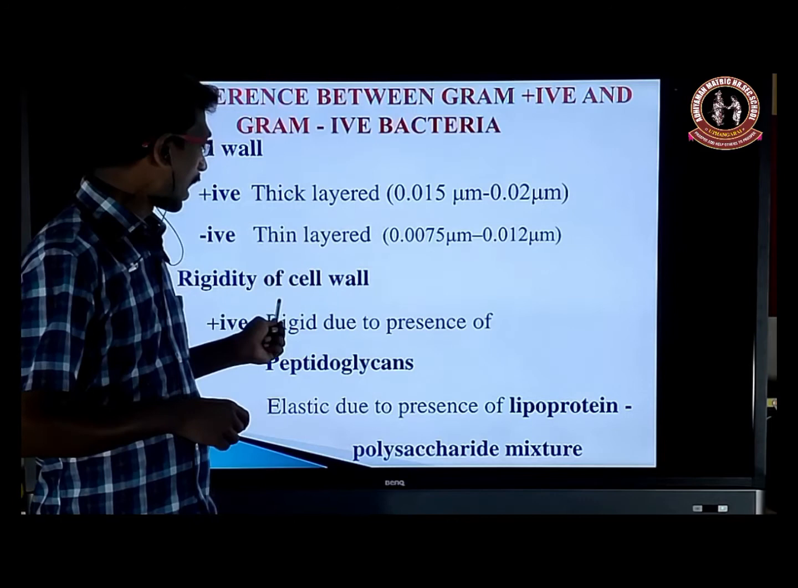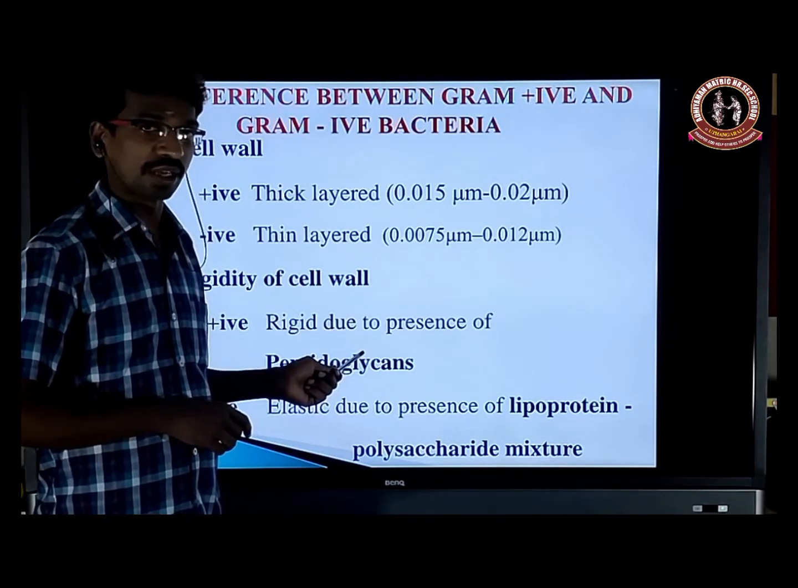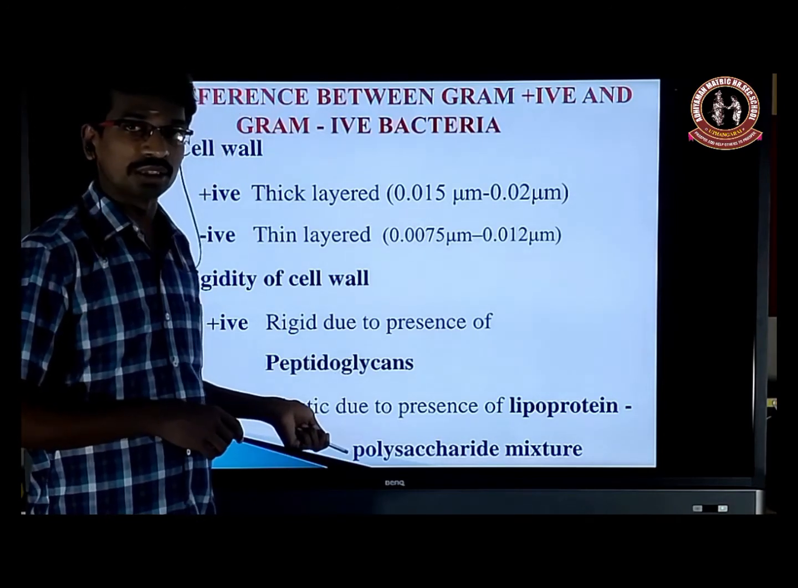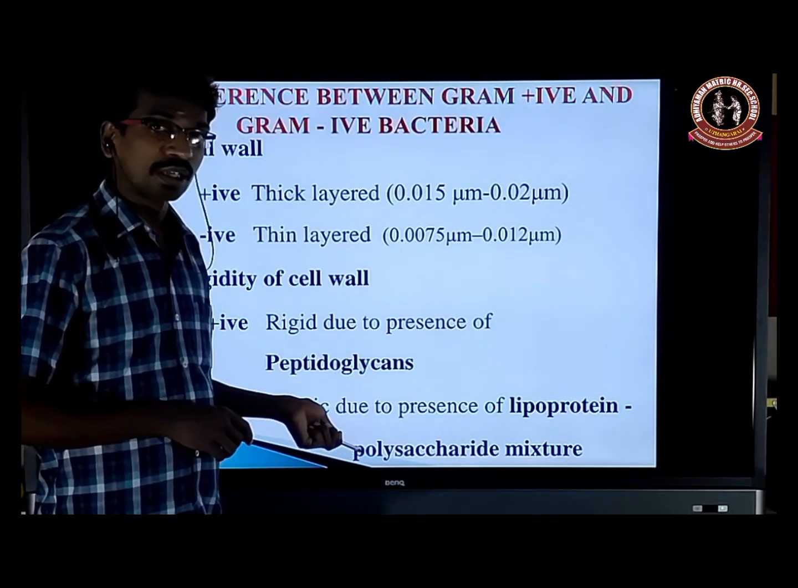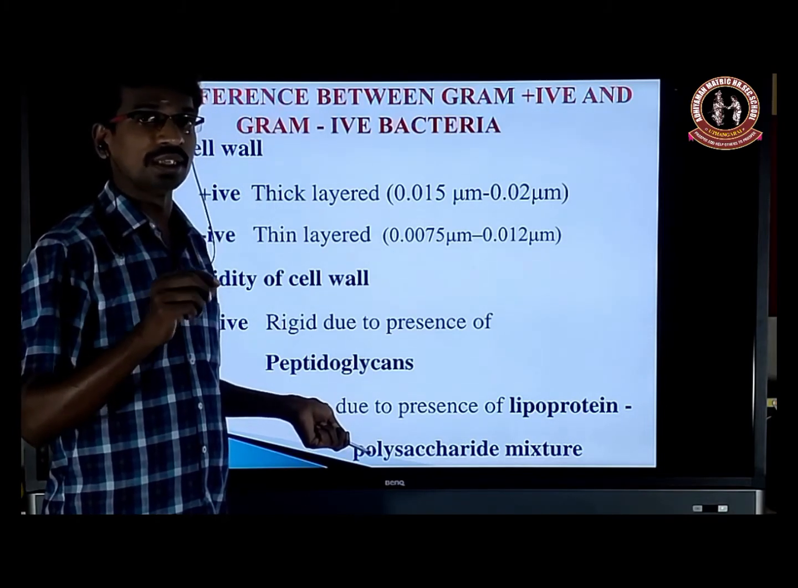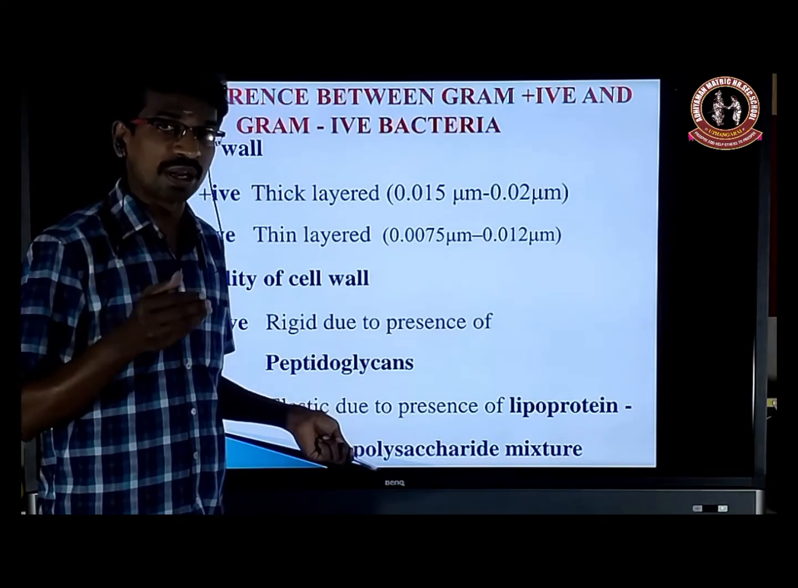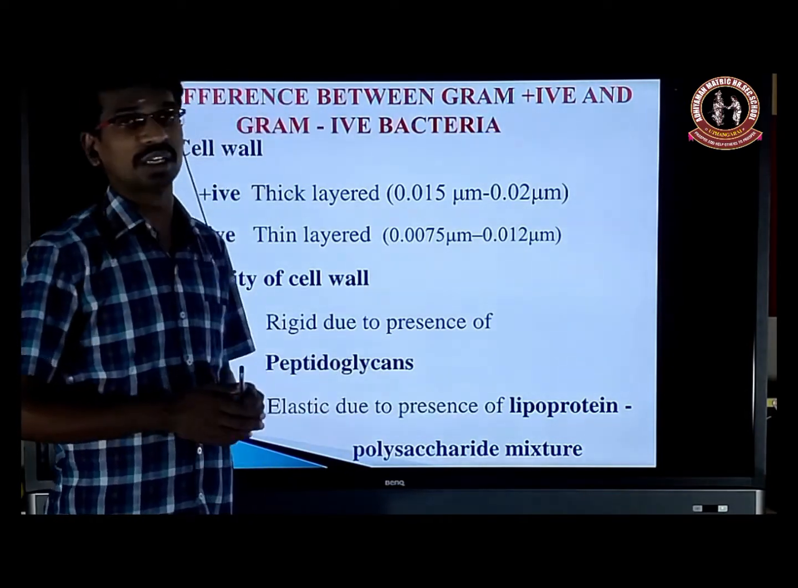Okay, so why is the gram positive cell wall very rigid? Due to the presence of multi-layer peptidoglycan. Here, in gram negative, it will be very elastic. Why? Because of the very thin layer of the cell wall; outer to the cell wall, many layers are present. This layer is made up of only a lipoprotein and polysaccharide mixture.